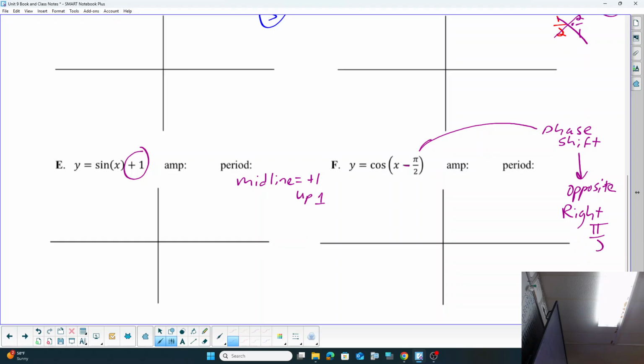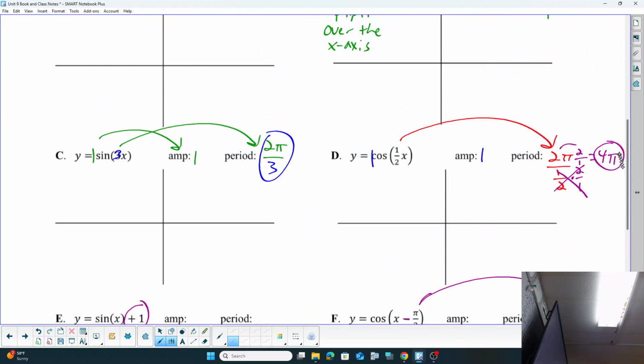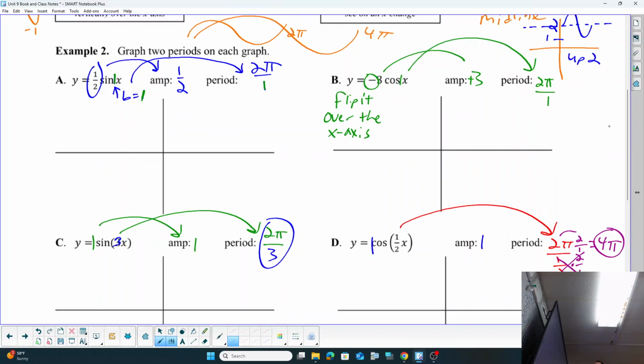Pi over 2. So we'll come back to those and finish those up. Just want to give you the idea of some of these features. Okay, so we have 5 numbers, remember, that go with sine: 0, 1, 0, -1, 0. We're going to apply the amplitude and the midline to it.